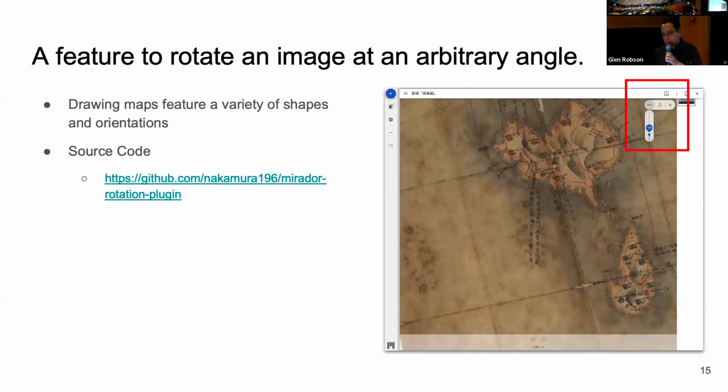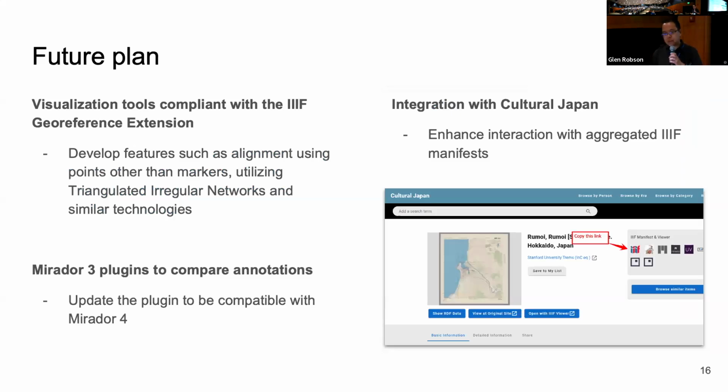Also, we developed a plugin for Mirador 3. This function allows us to rotate an image at any angle. Drawing historical maps have a variety of shapes and orientations. So I think it's better to allow us to rotate the images at any angle.